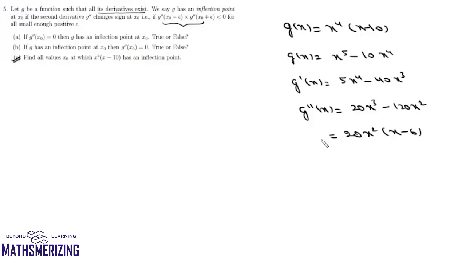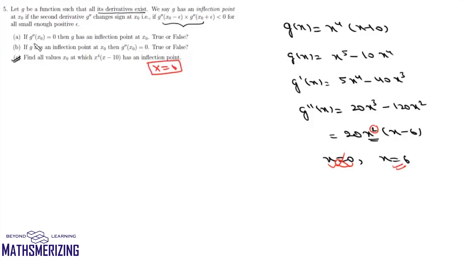Now the points where g double dash x is 0, they are x equals 0 and x equals 6. Now since there is an even power on x square, there will be no sign change at x equals 0, and then there will be the sign change at x equals 6. The only point where this function is going to have a point of inflection is x equals 6, and that is the answer to this part C.